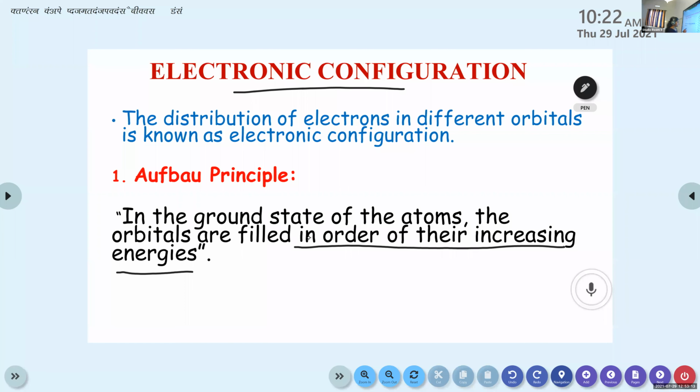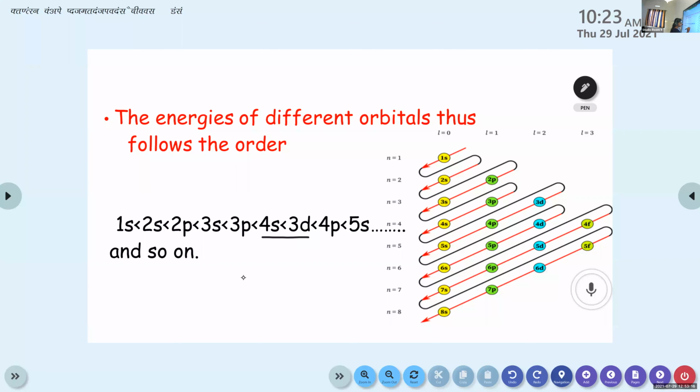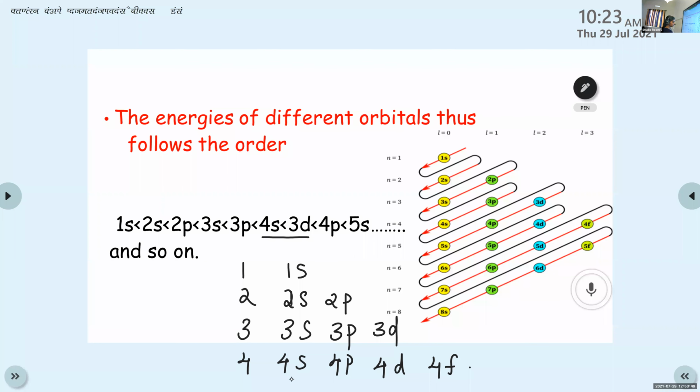You can remember like this. In the first shell, only 1s. Second one, 2s and 2p. And the third one, 3s, 3p, 3d. And the fourth one, 4s, 4p, 4d, 4f. But here, the order of their increasing energy starts from 1s, then 2s, 2p, 3s, 3p. After 3p, we are moving to 4s. After 4s, then 3d, 4p, 5s, like that.